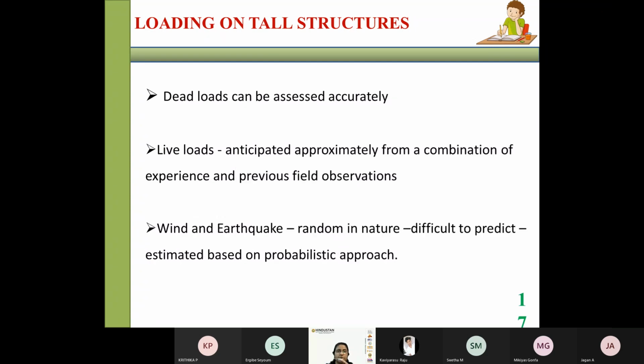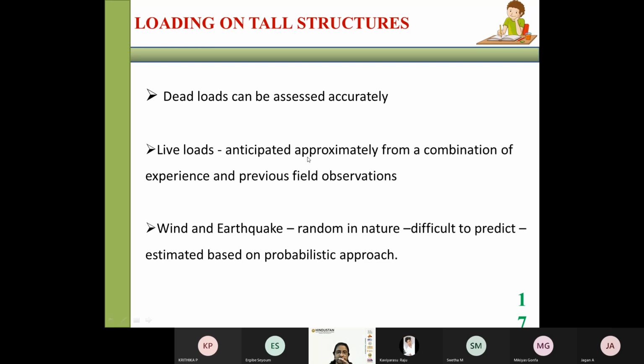This also I think I explained to you. Dead loads can be assessed accurately because we know the dimensions we are going to use. So this is a fixed value. It is not an assumption; we can calculate it accurately.